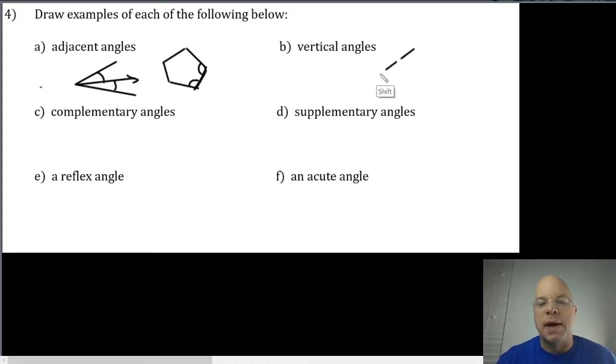Vertical angles are formed by intersecting lines, and they're the angles that are opposite each other. So these two angles are opposite, they're congruent, and they're called vertical angles.